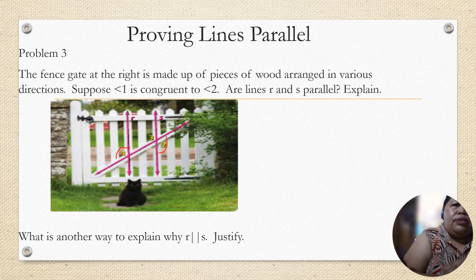What's the relationship? This is alternate exterior angles. So these are congruent. So what is another way to explain why R is parallel to S? Okay, so we could say that R is parallel to S by the alternate exterior angle theorem. Okay, so these are parallel lines. We have here the transversal, this one is a transversal, with line R and line S.